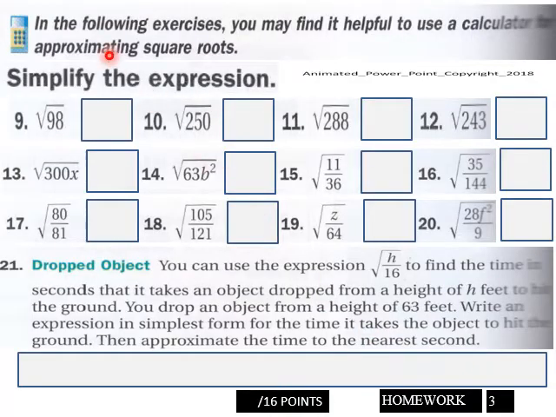Page 3, in the following exercises, use a calculator and simplify all these expressions using a calculator. Number 21, you got a word problem here. Write an expression in the simplest form for the time it takes the object to hit the ground, then approximate the time to the nearest second. So do that for 21. You got 16 points here, page 3.